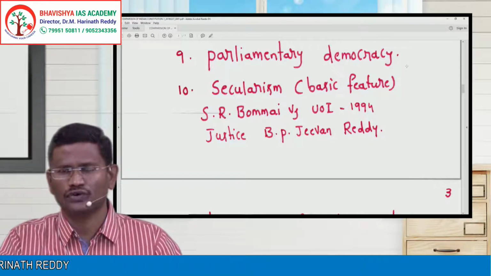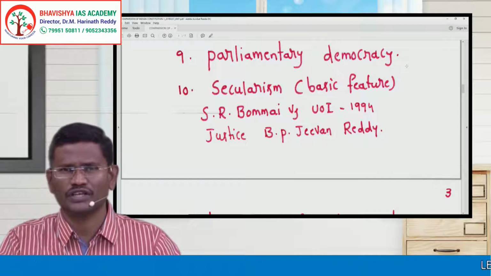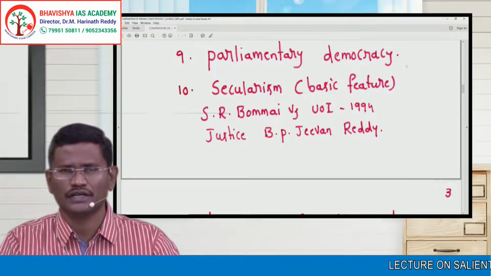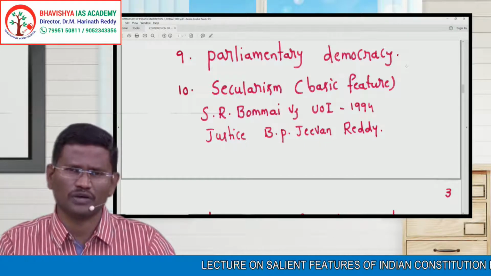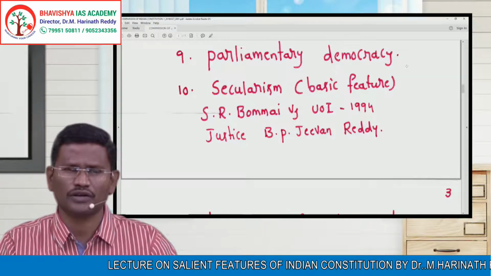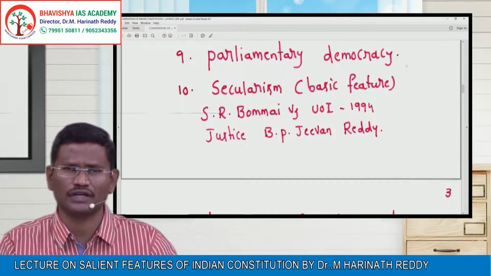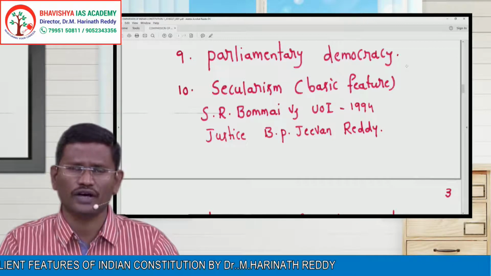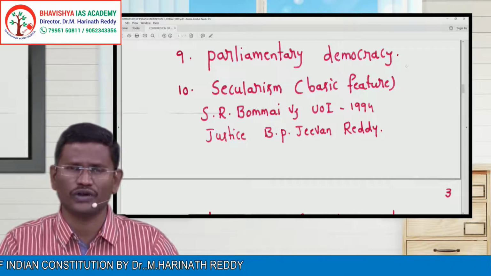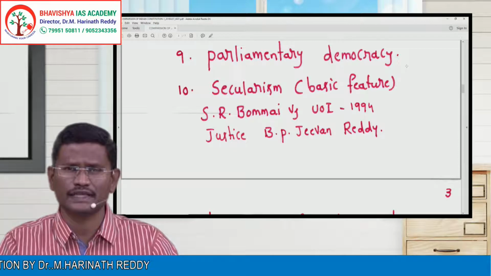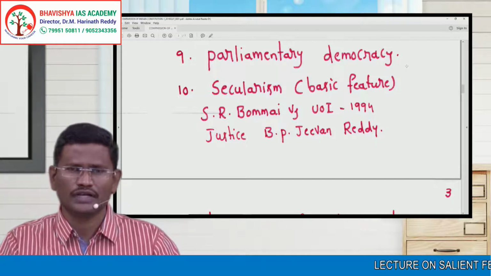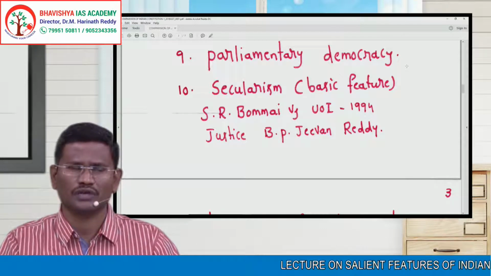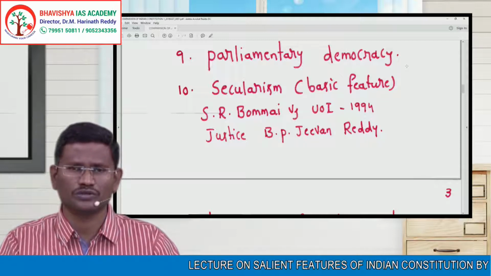See, Article 14, equality before law. Article 15, prohibition of discrimination. Article 19(1)(a), fundamental right to freedom of speech and expression. Article 21, fundamental right to life and liberty. Article 25, fundamental right to freedom of religion of individuals. Article 26, fundamental right to freedom of religion of religious denominations. Article 30, religious and linguistic minorities have the fundamental right to establish and administer educational institutions of their choice.